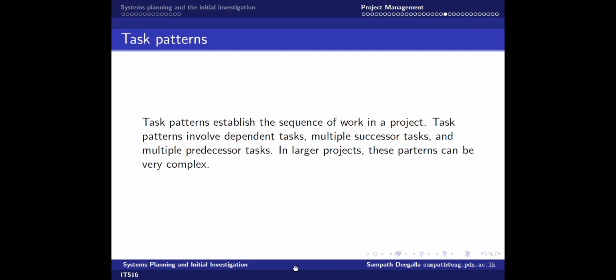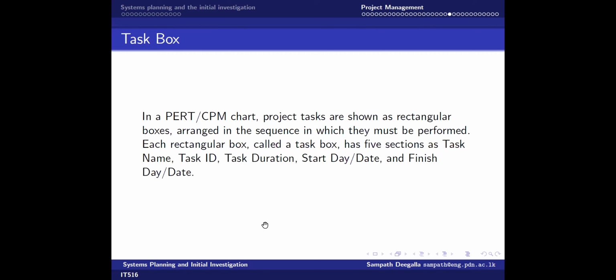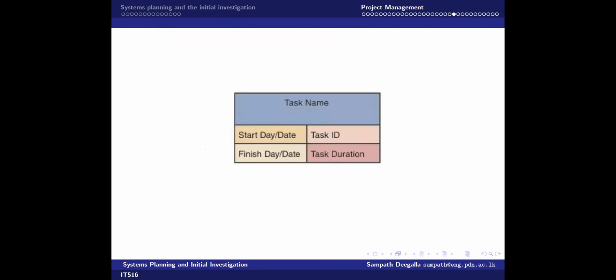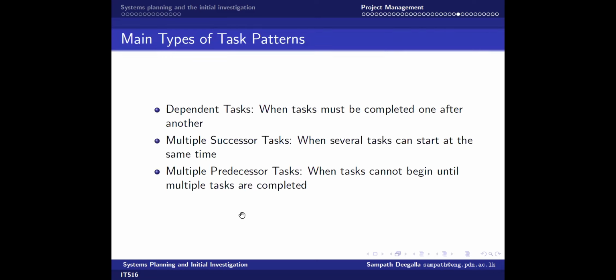Before we move on to these task patterns, in a task box we are going to keep this information, which is very useful. In a task box, we will keep the task name. Usually you can also have the starting date and also the finishing date. We can have a task ID, and then a duration. So this is very important. Sometimes you need to understand this. And the next one is the patterns.